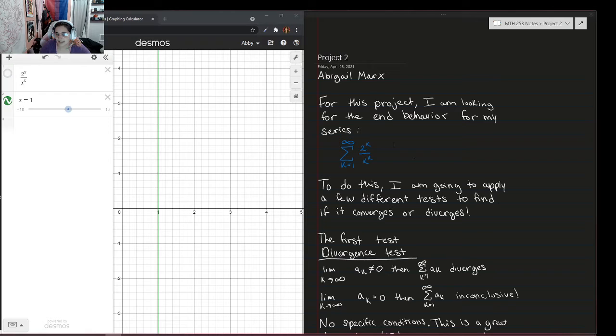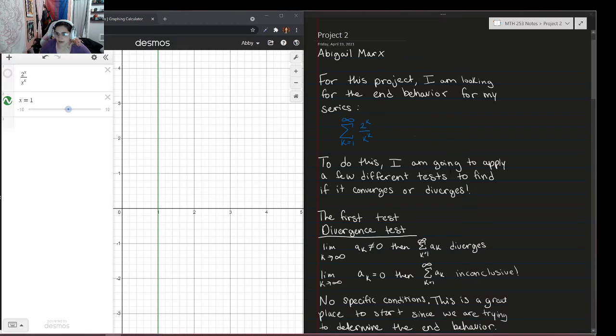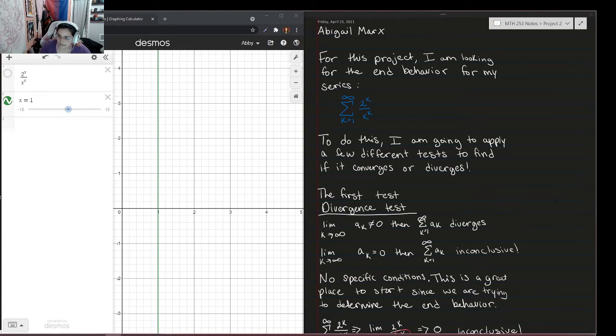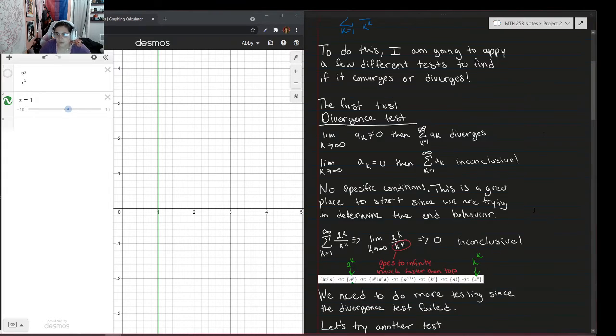So for this project, I was assigned Series C, which is 2k over k to the k. So I am looking for what the end behavior is. To do this, I'm going to apply a few different tests and find out if it converges or diverges. For the first test, I'm going to apply the divergence test.